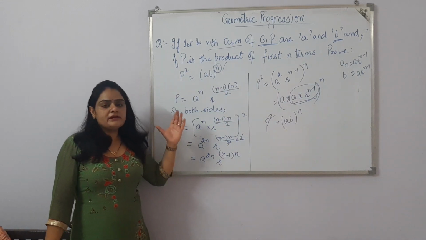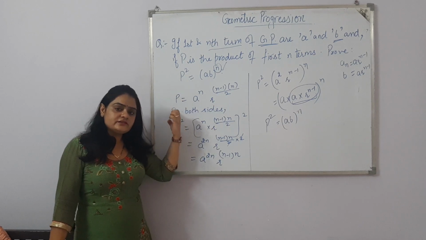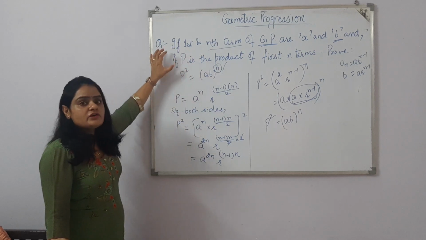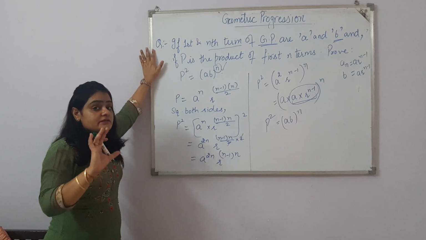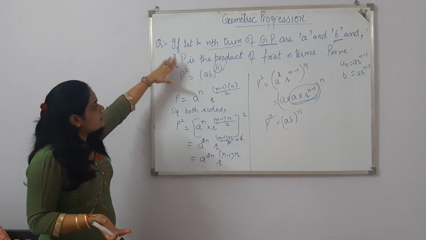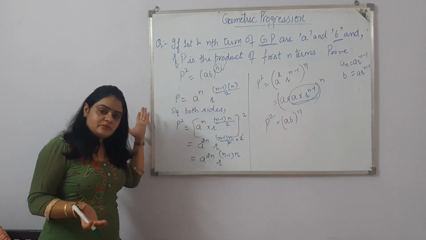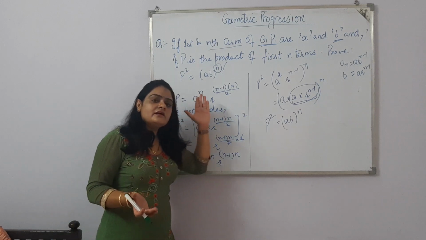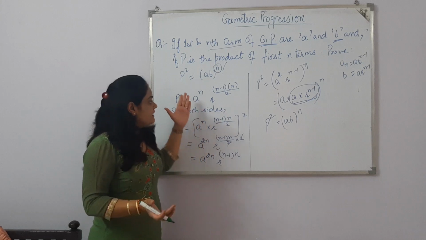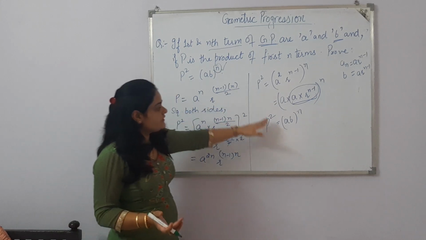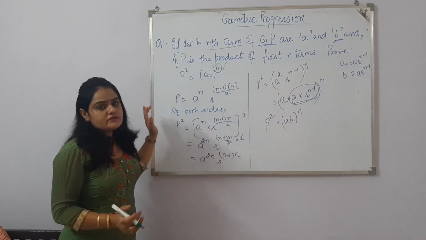Actually, this is not a typical question. First of all, just watch the statement thoroughly. If you watch the statement thoroughly, then you can understand what the demand of the question is. So here the demand is: P is the product of the first n terms. We took the product, and after that we used the result: the sum of n natural numbers is equal to n into (n plus 1) by 2. And after calculating, we reached this result: P squared is equal to (ab) whole raised to power n. Hope this question is clear to you.